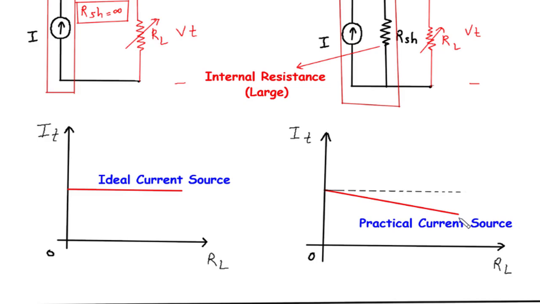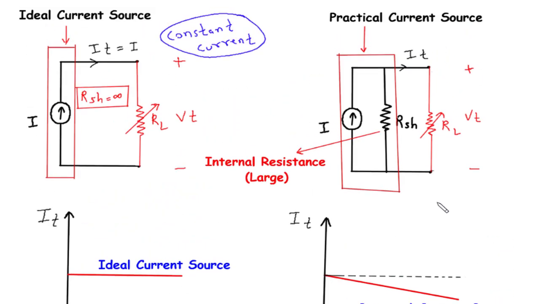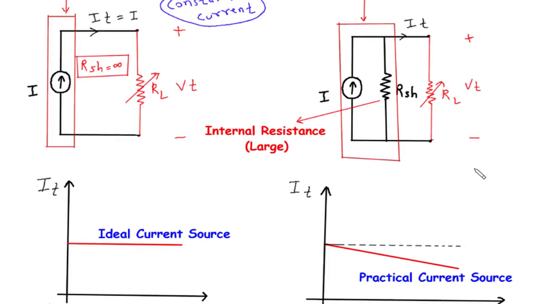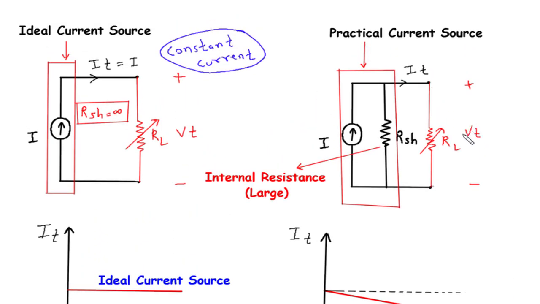In addition to affecting the output current, the internal resistance of a practical current source also impacts the terminal voltage, denoted as VT. As the output current decreases with higher RL values, the terminal voltage experiences a proportional decline. This relationship can be explained using Ohm's law, VT equals I * (RL + RSH), where the terminal voltage equals the product of the output current and the sum of the load resistance and the internal resistance. Thus, the terminal voltage decreases as the output current diminishes due to the combined effects of RL and RSH.